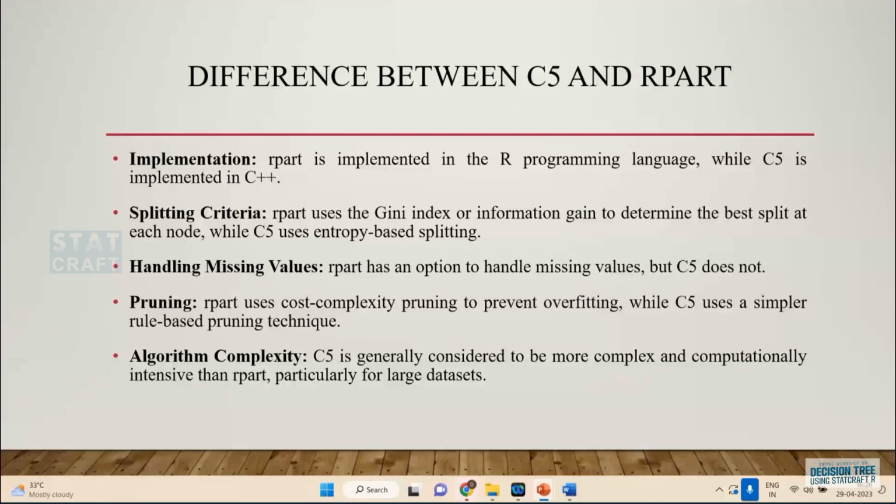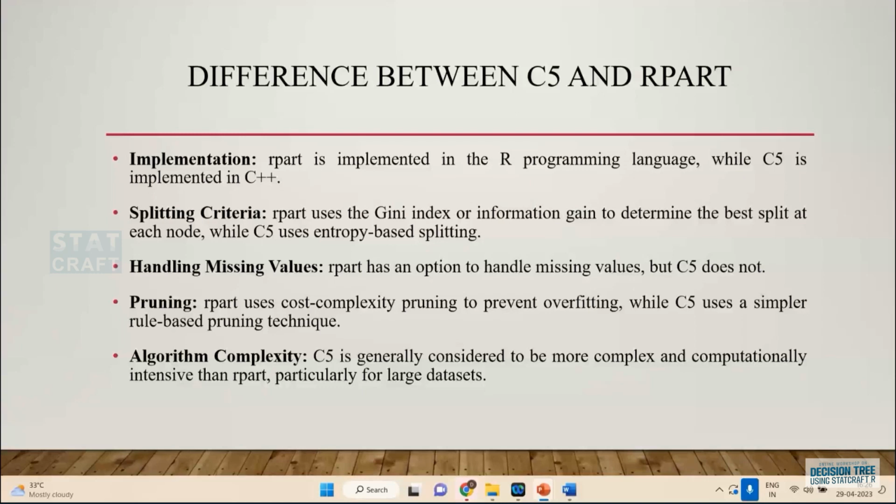There are some advantages of RPART. RPART is very easy to understand because it generates a decision tree. It can handle missing values. It is fast on training, and the interpretability is quite easy. The disadvantages: RPART uses cost complexity pruning to prevent overfitting, has limited splitting criteria, and is not suitable for complex relationships.